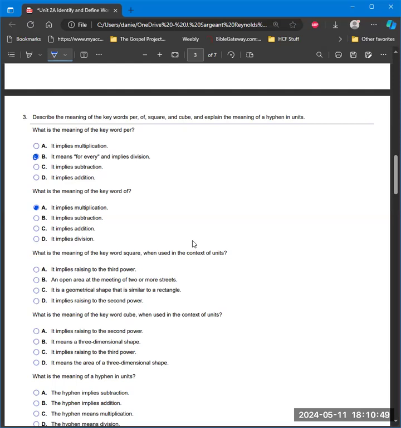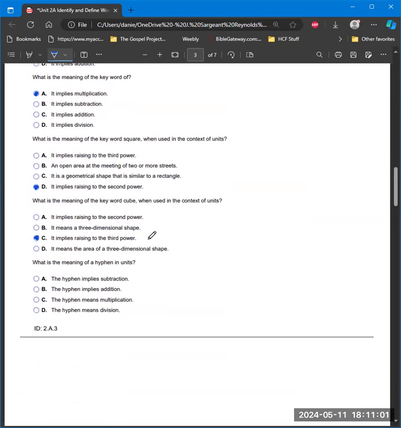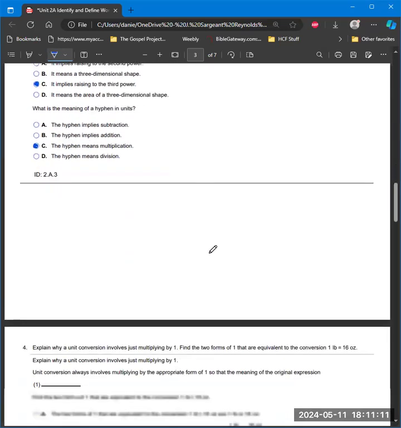And the word square means to raise something to the second power. We already talked about the word cube. It means to raise something to the third power. And a hyphen between a unit and a unit implies multiplication. So something like foot-pounds would be a distance times a force to get a unit of work.